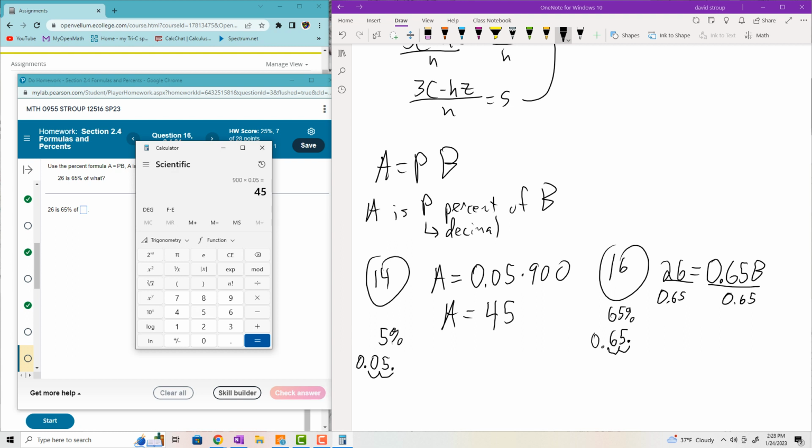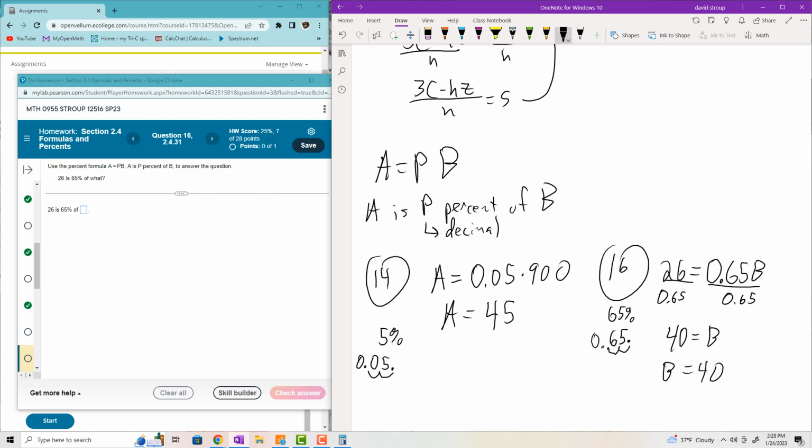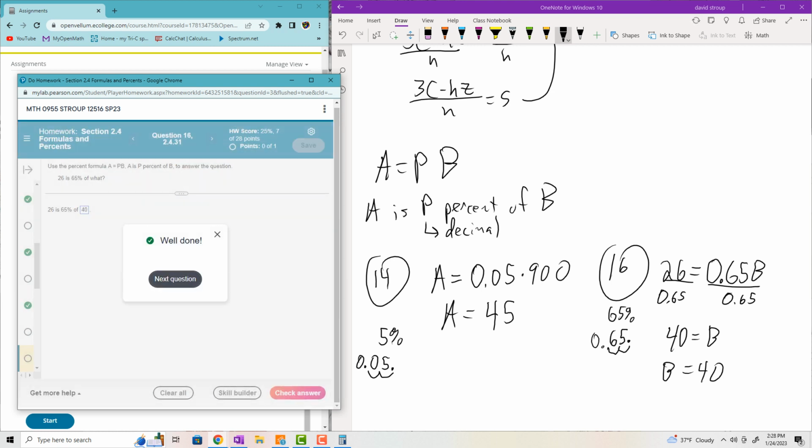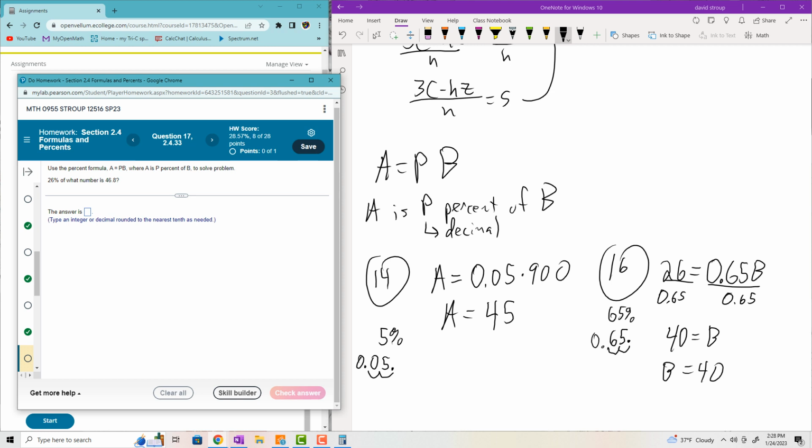I'm going to get to my calculator. 26 divided by 0.65 is 40. So I'll have 40 equals B, or if you'd rather, B is 40. So 26 is 65% of 40. Check the answer. Yay.